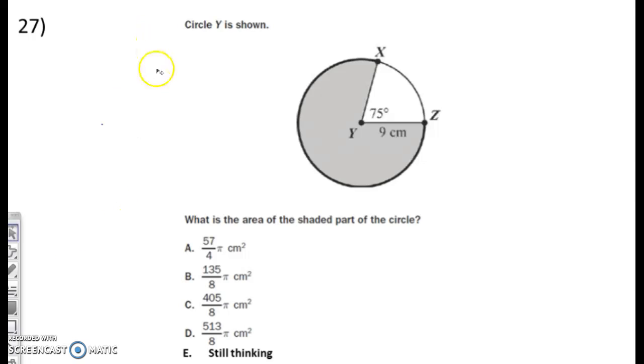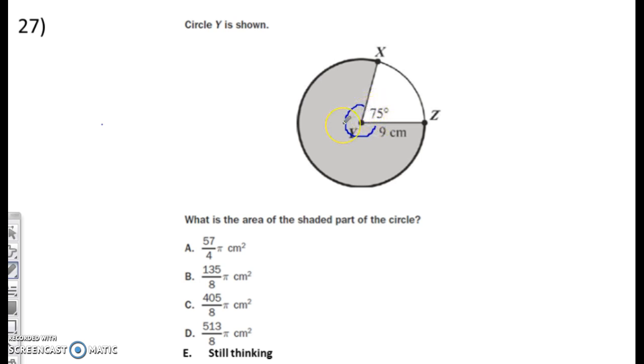Circle Y is shown. What is the area of the shaded part of the circle? Okay, so this is tricky because it wants to know the area of the shaded part, but it gives you the central angle for the part that's not shaded. So we need to find the central angle for the shaded part as well.